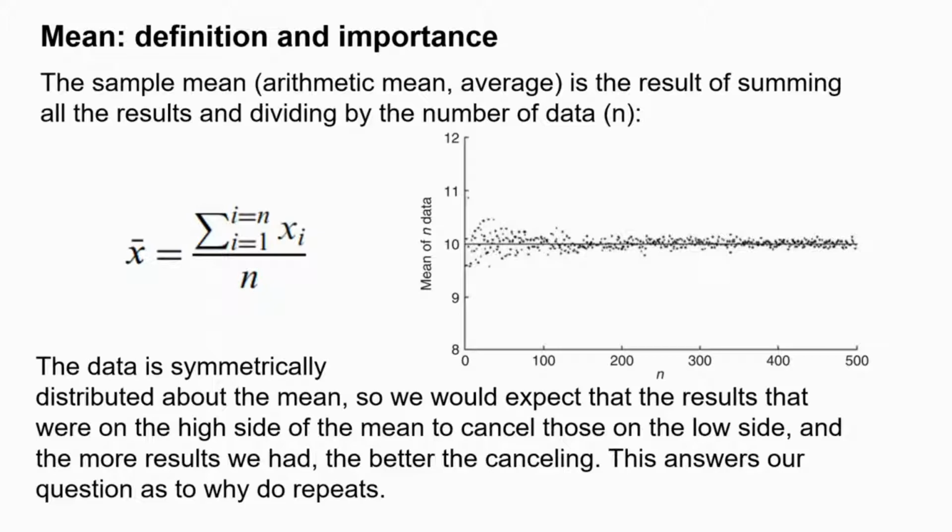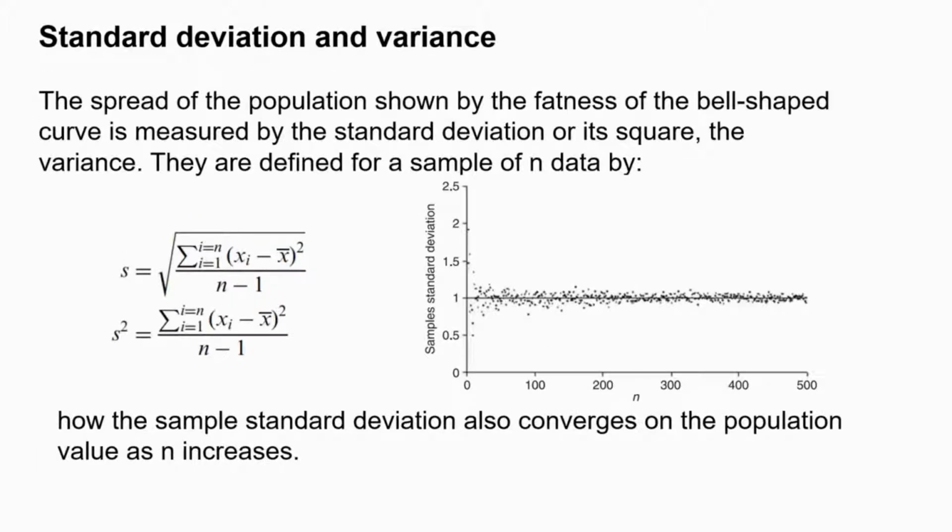So this sounds about right. As we know that data is symmetrically distributed about the mean, we would expect that the results on the high side and the low side will balance each other. And this is actually the good quality of why we need different repeats for one measurement. So again, the mean is the simple arithmetic average: the sum of all measurements divided by the total number of those measurements.